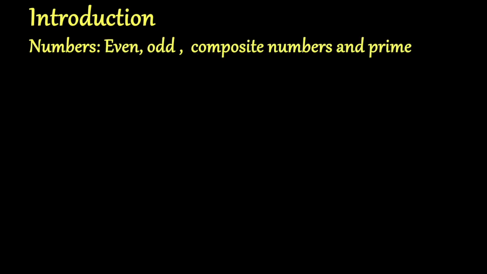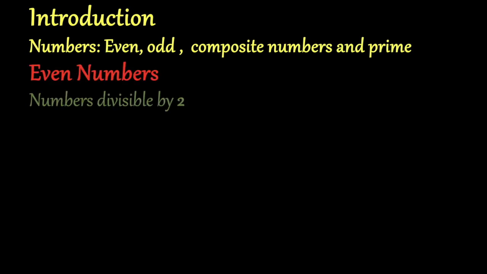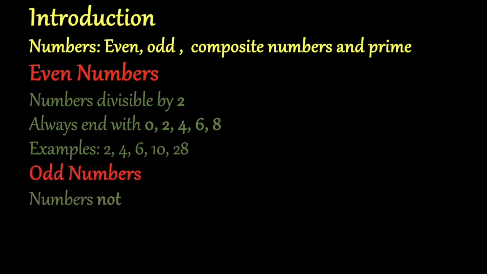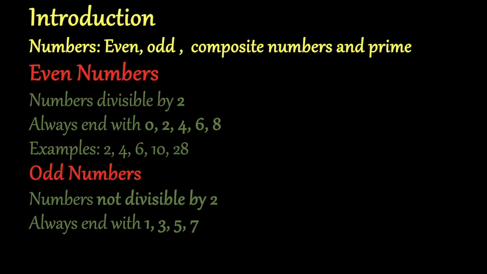Introduction. First of all, we will understand numbers: even numbers, odd numbers, composite numbers and prime numbers. Even numbers are the numbers which are divisible by 2, and every even number ends with 0, 2, 4, 6, 8. Examples: 2, 4, 6, 8, 10, 28.